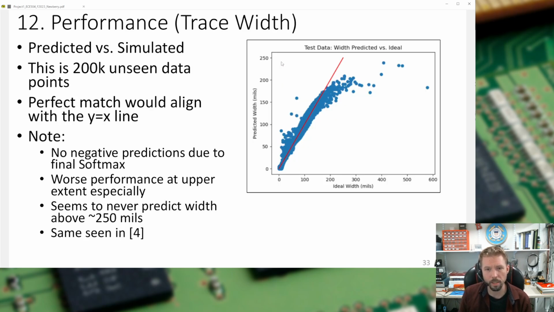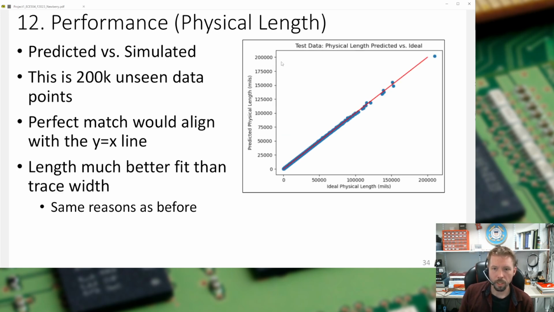And performance-wise, it looks better until you get to about 200 mil width, and then it deviates significantly from the ideal curve. Again, no negative predictions, and it never seems to predict an output value that's above about 250 mils. So there's definitely some sort of limitation going on there. In terms of performance for that physical length output, similar to what we saw before, it matches very nicely.